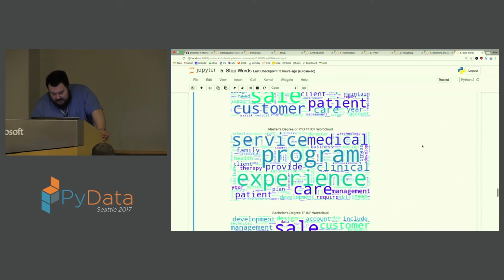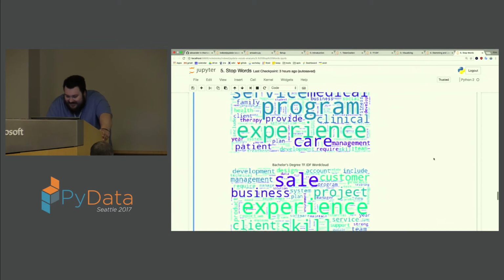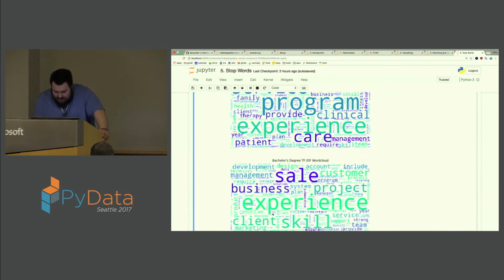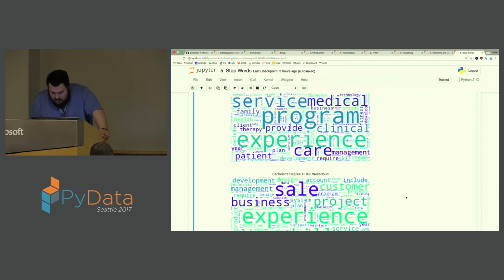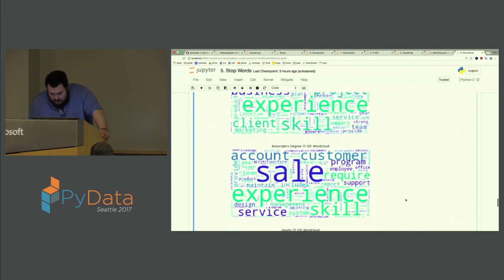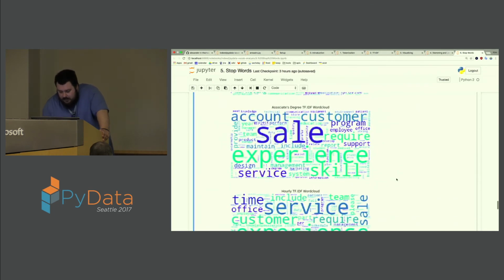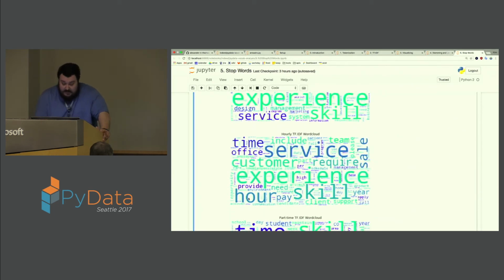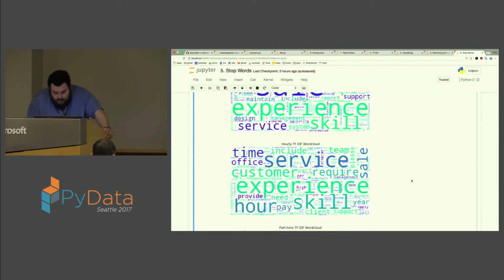So let's look at master's degree, compare that to bachelor's. Medical, okay, interesting. Let's see. Experience is still big for both of those. Let's see. Associate's degree. Sale is definitely very big here. Let's look at hourly. Okay, service, hour. Okay, that's a good one. It looks like salary is apparently not that important here. So I think you would have been fine removing salary. Probably wouldn't hurt much. Well, we'll see.